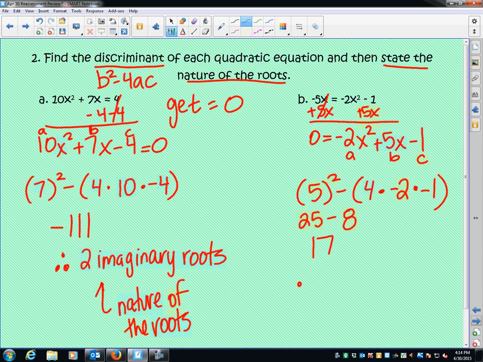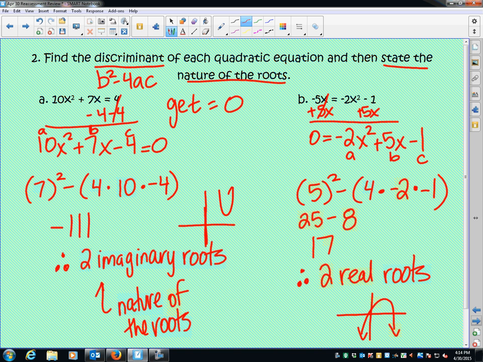And so therefore, is it positive, negative, or 0? It is a positive number, so therefore we will have two real roots. Okay, that means it will cross the x-axis. This is just an example. We don't know exactly what it's going to look like, but it could touch the x-axis 2 times. Now this one over here, again, I'm not saying this is what the graph looks like exactly, but we can have an idea that it is not going to touch the x-axis at all because of the two imaginary roots.